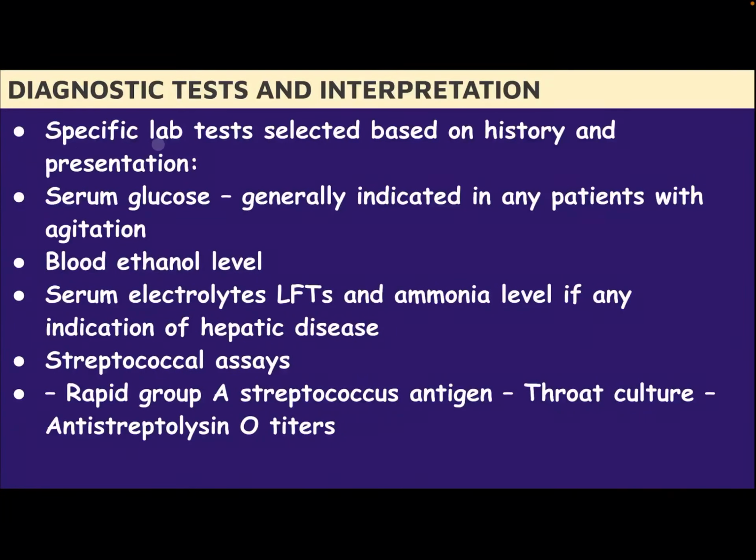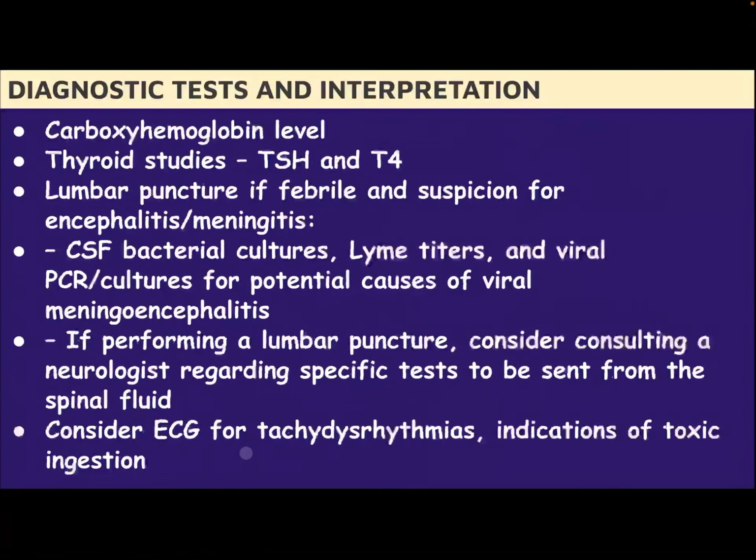Diagnostic tests and interpretation: specific lab tests are selected based on history and presentation. Serum glucose is generally indicated in any patient with agitation. Blood ethanol level, serum electrolytes, liver function tests, and ammonia level if any indication of hepatic disease. Streptococcal assay: rapid group A streptococcal antigen, throat culture, antistreptolysin O titer. Carboxyhemoglobin level, thyroid studies, TSH, T4. Lumbar puncture if febrile and suspicion for encephalitis or meningitis: CSF bacterial culture, Lyme titer, and viral PCR culture for potential causes of viral meningoencephalitis. If performing a lumbar puncture, consider consulting a neurologist regarding specific tests to send from spinal fluid. Consider ECG for tachyarrhythmias or if indicated for toxic ingestion.